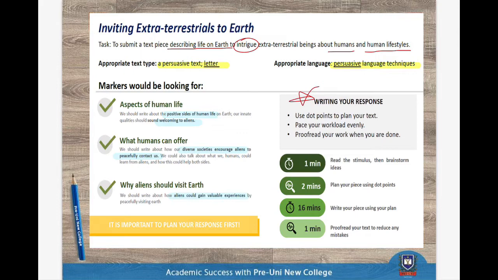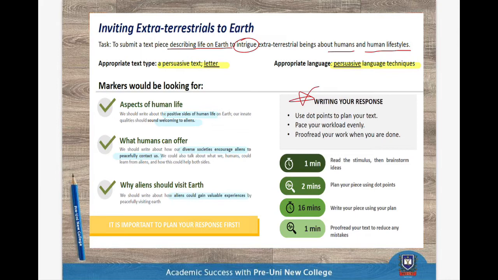So I would say for this text, your main focus would be the body sections and your examples of specific diverse societies, or what we can use to encourage aliens. So give an example of the cultural diversity we've got, give an example of science or technology or anything of that sort. Make sure to provide hardcore evidence for them to feel drawn in and want to actually visit Earth. So that will be the main focus. So you don't need to spend too much time on your introduction.